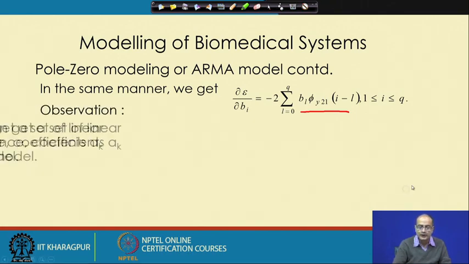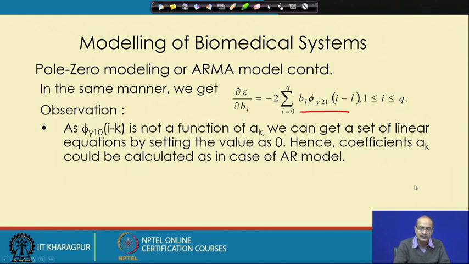Now, if we look more carefully, we observe something: the terms phi_y(1,0) are not functions of a_K. So, we get a set of linear equations by equating that partial derivative to 0. By that way we can compute the coefficients a_K from those p equations, because there are p equations and p unknowns.